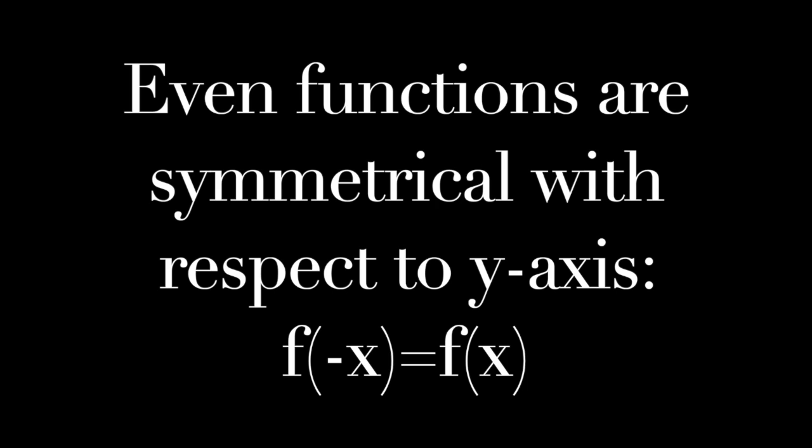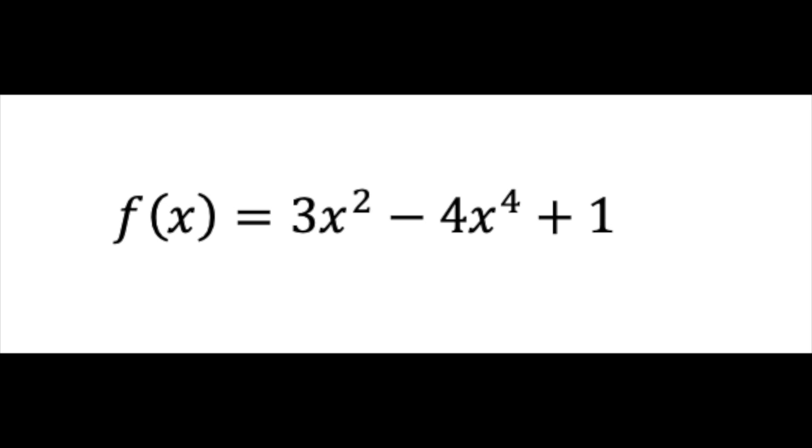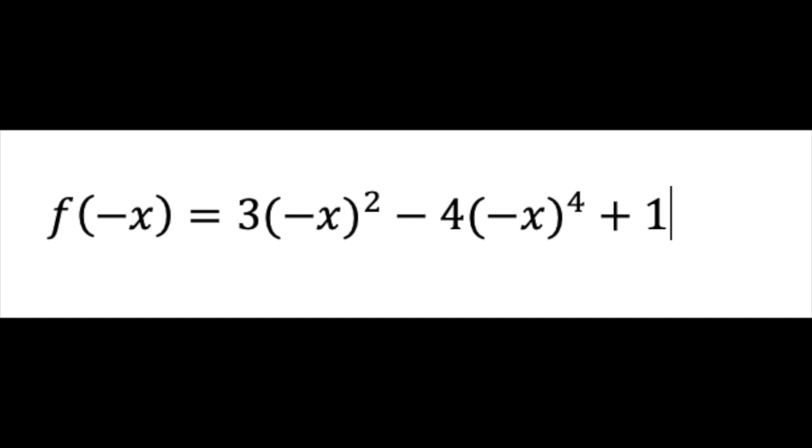To check the function for evenness, replace each x in your function with negative x and see if the result is equal to your original function. Remember, this is the function we were given. To determine if it's even, we need to replace every x in this function with negative x, like so.